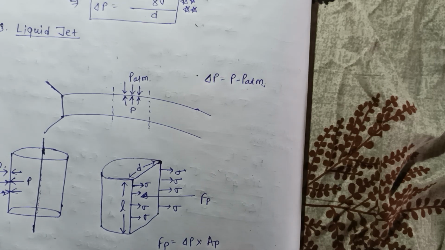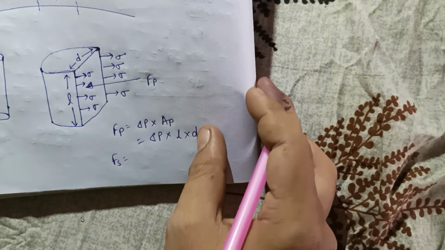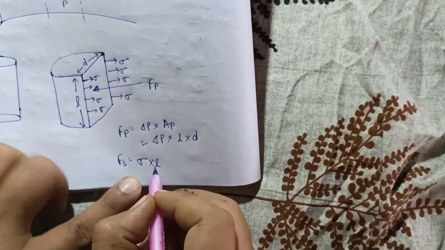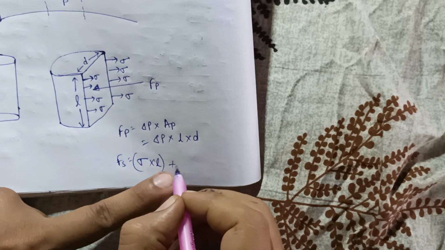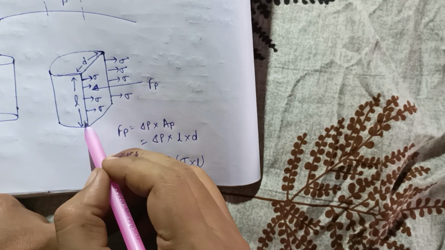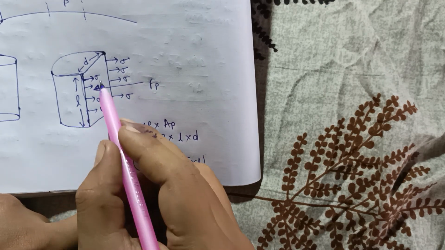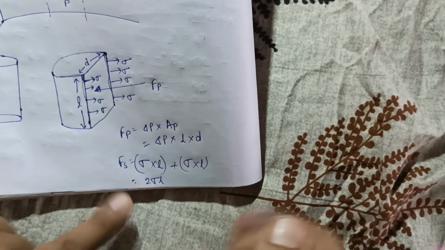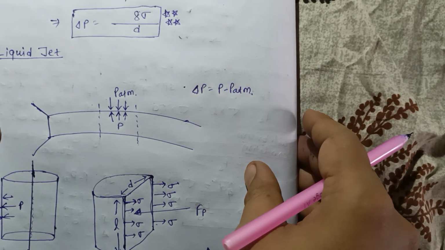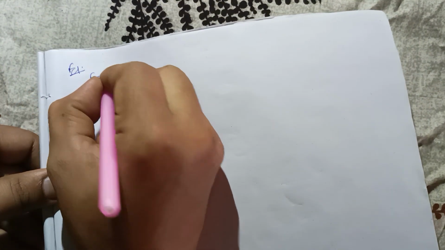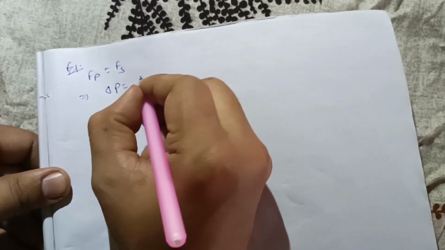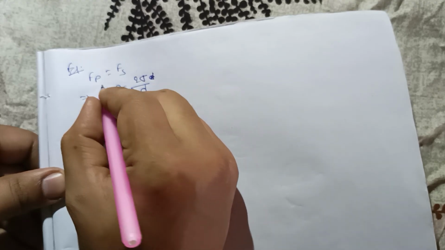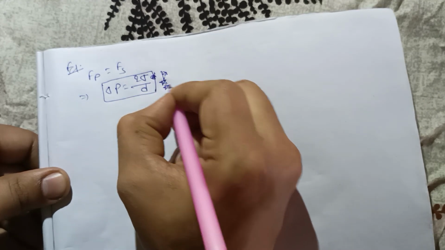If you want to calculate the surface tension force Fs, it is sigma into L plus sigma into L, because the surface tension acts only along these two lines. So that is 2 sigma into L. In equilibrium, the pressure force equals the surface tension force, and from here you get delta P equal to 2 sigma by D. This is a very, very important formula. Remember it. Thank you.